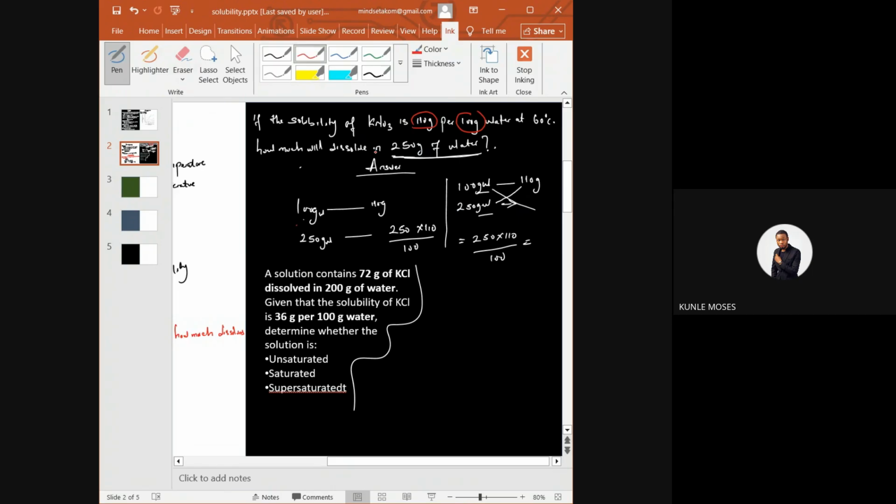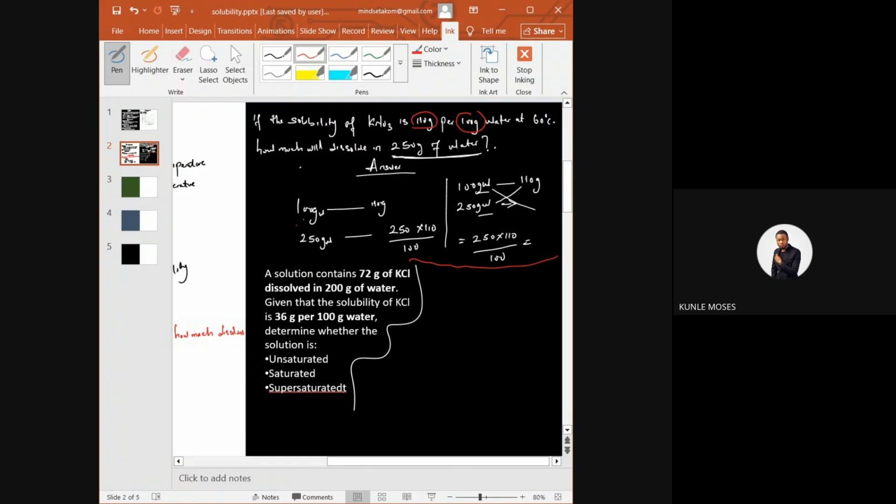So the second question, which seems more tricky, is actually a JAMB question also. They said a solution contains 72 grams of potassium chloride dissolved in 200 grams of water. Given that the solubility of potassium chloride is 36 grams per 100 grams of water, determine whether the solution is unsaturated, saturated, or supersaturated. So they want us to know if this is saturated, unsaturated, or supersaturated.